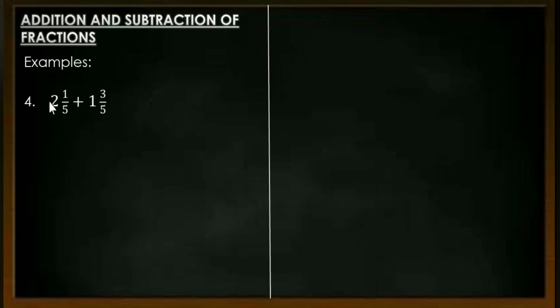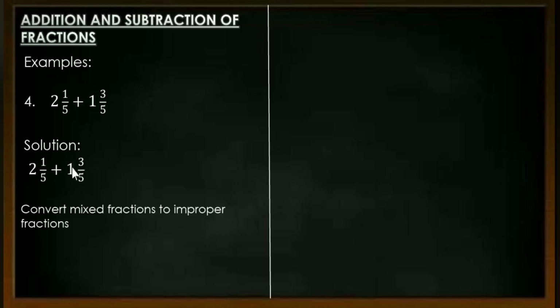Now, we have 2 whole number 1 over 5 plus 1 whole number 3 over 5. The first thing you do is to rewrite the question that has been given. The next thing you do at this stage is to convert these mixed fractions to improper fractions. I beg your pardon. So when you convert 2 whole number 1 over 5 to an improper fraction, we are going to have 11 over 5. When you convert 1 whole number 3 over 5 to an improper fraction, you are going to have 8 over 5.